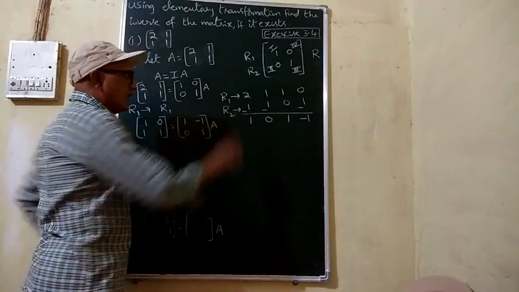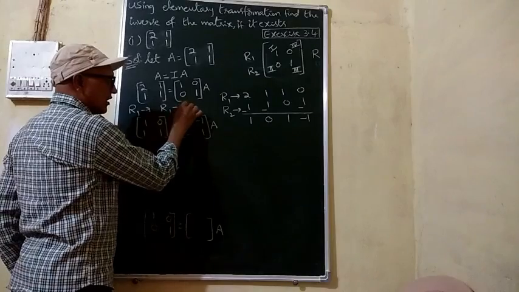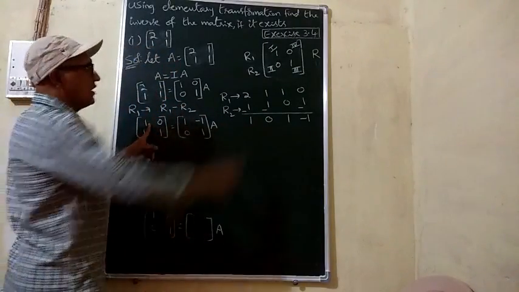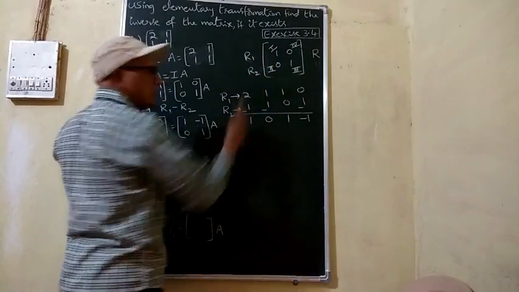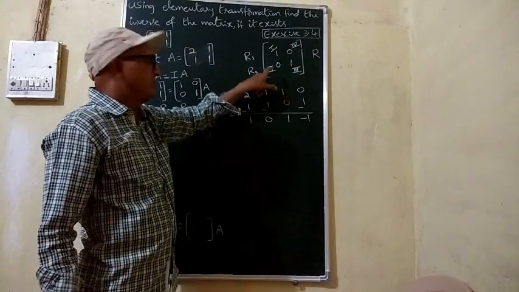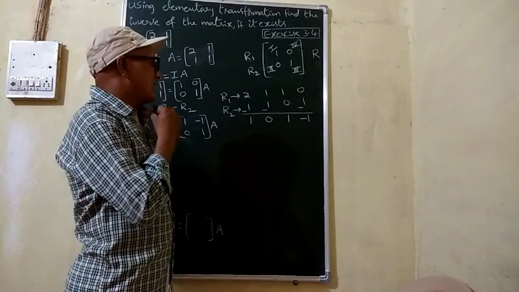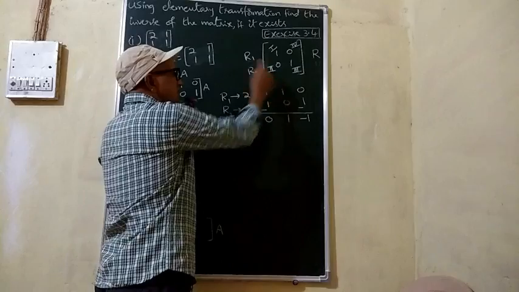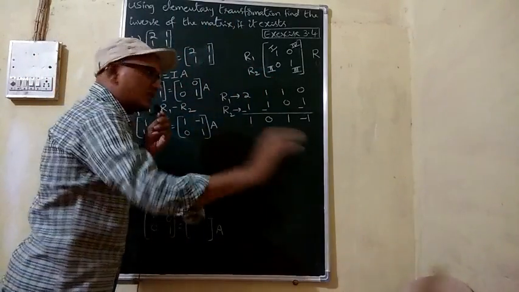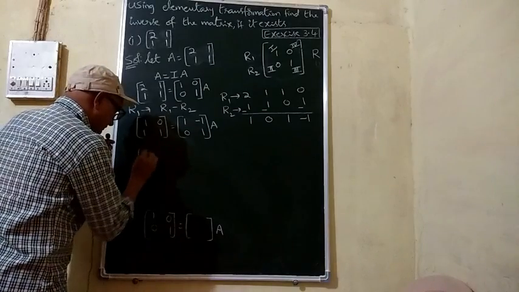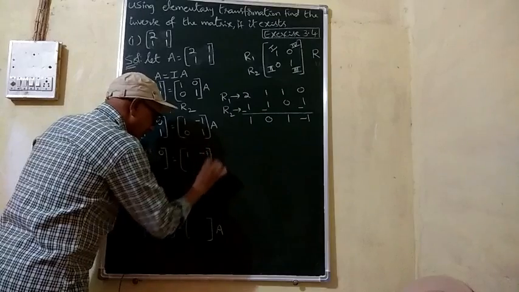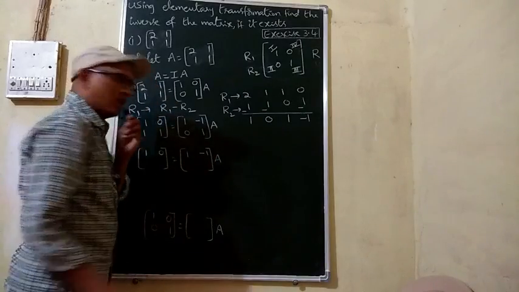What we did here: R1 minus R2. Subtraction, we did R1 minus R2. Roman letter 1 we got. Roman letter 2 is in the second row. Nothing happened to the first row. Keep the first row as it is. The second row we have to change.